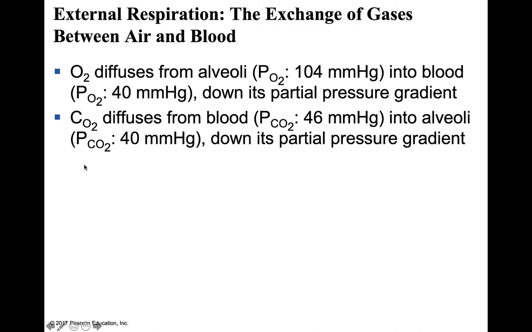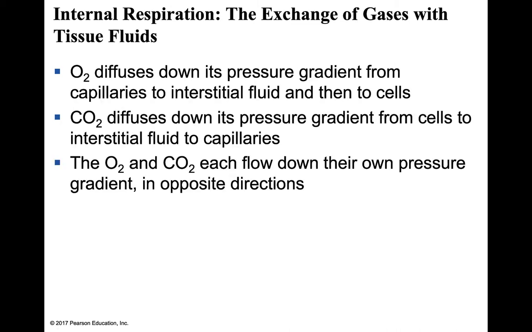Now, don't get caught up with these numbers because that's not really what I want you to do here. We're really looking at exchange. So here we see oxygen diffusing from the alveoli into the blood. It's going to go down its partial pressure gradient. And CO2 is moving from blood into the alveoli down its partial pressure gradient. So once again, this is external gas exchange here.